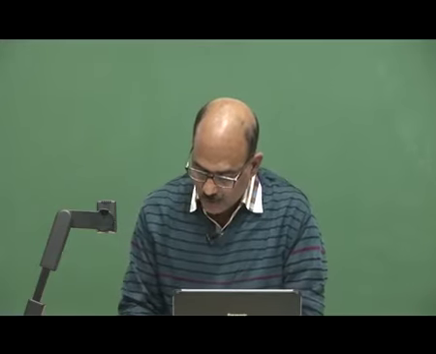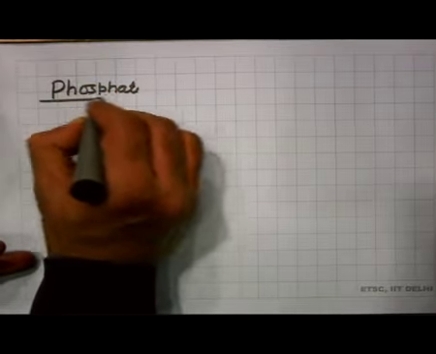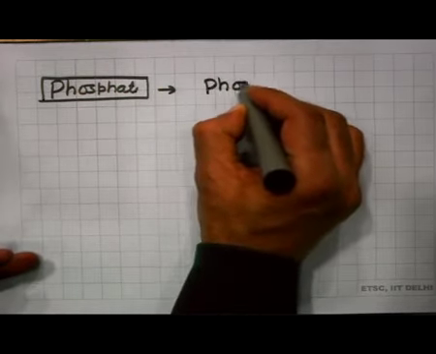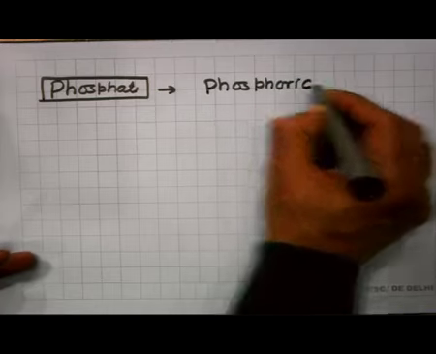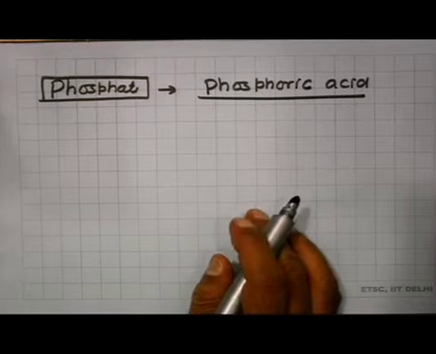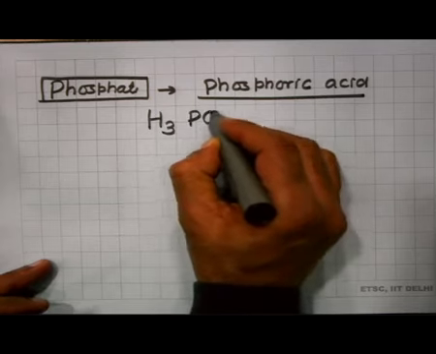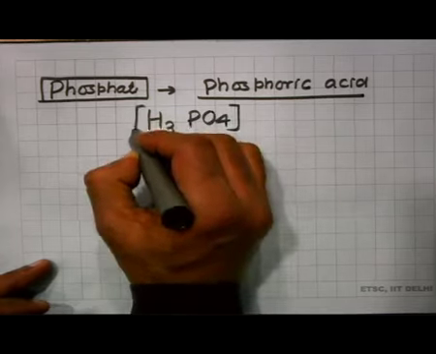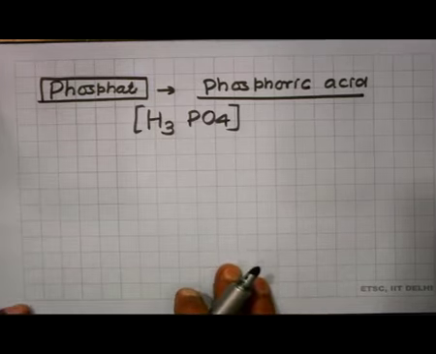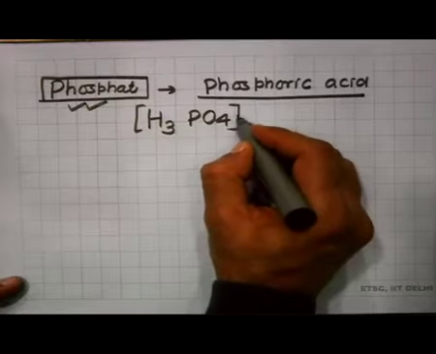Now, the phosphate group is the chief constituent of the nucleotide. It is known as phosphoric acid, that is H3PO4. This phosphoric acid, the phosphate and sugar, form the backbone of the DNA. The phosphate is H3PO4 in the form of phosphoric acid.